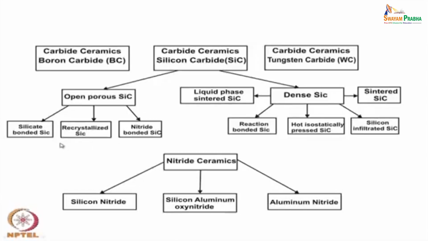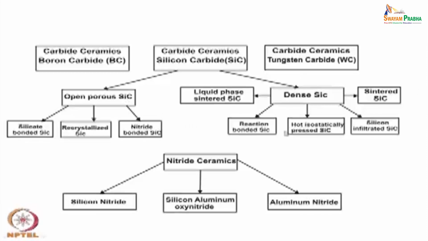Then you have recrystallized, that means you heat it to very high temperature, so that you do not need any other bonding, but they themselves bond together. That is what you call recrystallized silicon carbide. Sometimes silicon nitride is added as a bonding material. So, these are a variety of different products one can make from the basic material of silicon carbide.